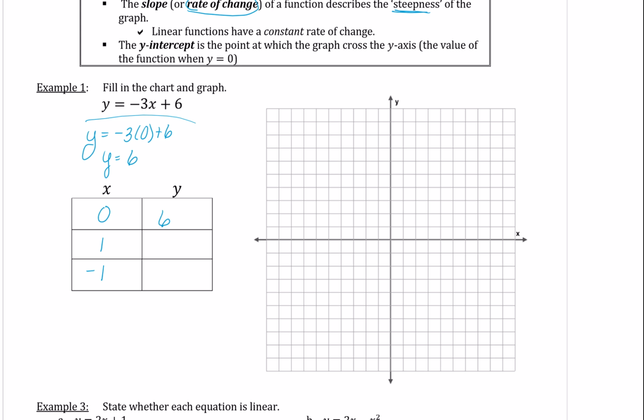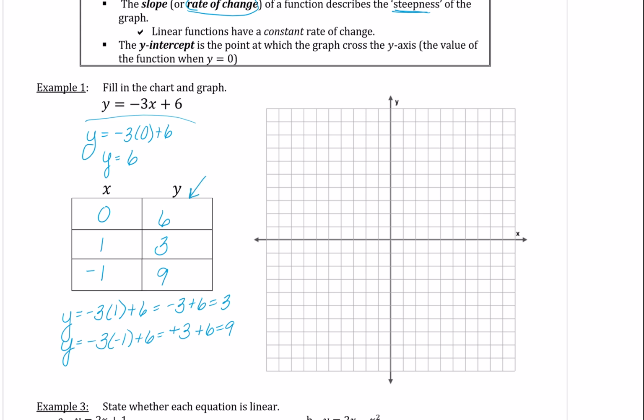Then we're going to plug in 1. So y equals -3 times 1 plus 6, which is -3 plus 6. So y equals 3. I plugged in a 1, I got a 3. Then we'll do the same thing with -1. So -3 times -1 is positive 3, because two negatives make a positive, plus 6 equals 9. So now I have 3 points.